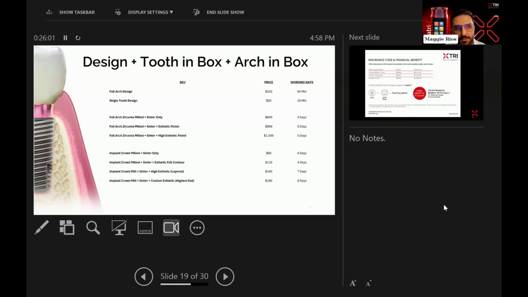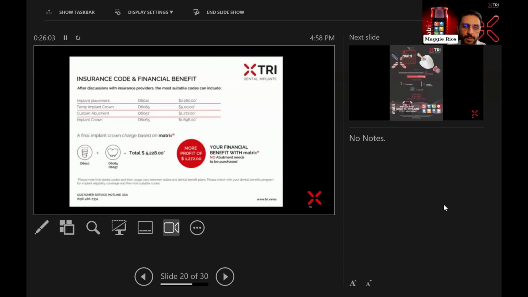So the question that we have been getting is, okay, it's very good that we are eliminating the abutment. We love that we're eliminating the abutment, but I also love to get paid for it. I used to get reimbursed by insurance. What do I do now? Now, the good news is that you can still charge a patient. And this has been vetted by Heartland.